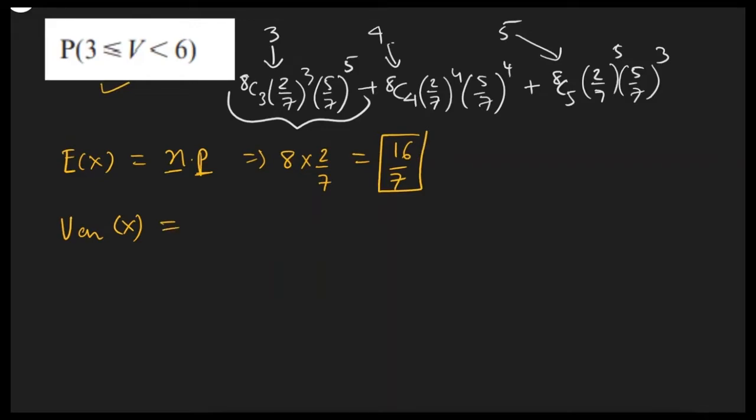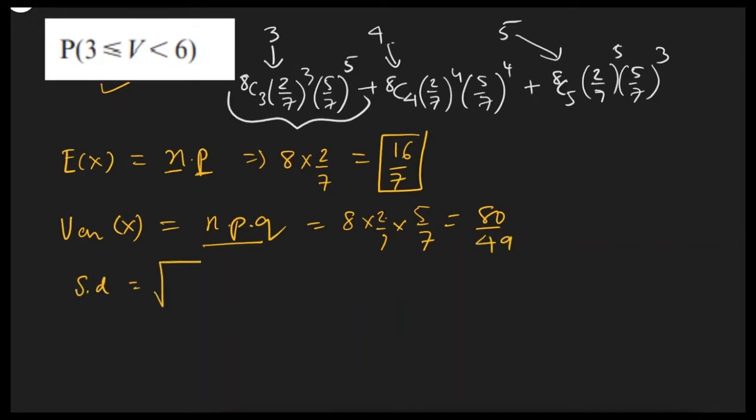Variance is NPQ formula. There is no need to draw any probability distribution table in this case for variance and expected value. Just apply the formula. So here it will be 8 times 2/7 and failure was 5/7. And 8 times 2 is 16 times 5, 80/49 is the variance. So if suppose you want to find standard deviation, it will be square root 80/49. So expected value, variance, standard deviation, formula, and 4 conditions all are known to you now.